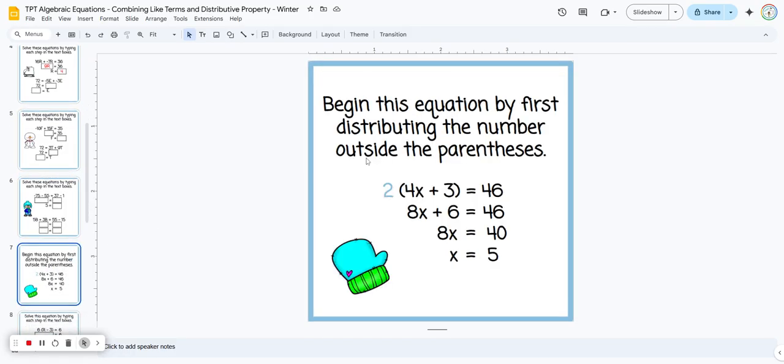And then we go to distributive property. So here we have an equation using the distributive property. Before we do anything else, we need to distribute that 2 throughout the terms in the parentheses. So 2 times 4x, 2 times 3. And then once we get here, then we've just got a 2-step equation to solve.